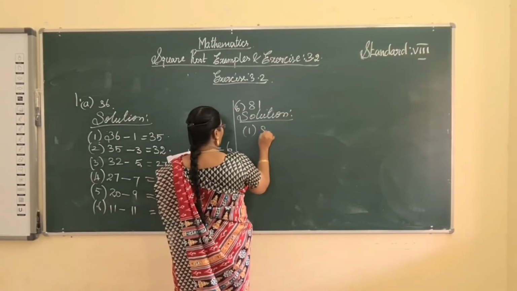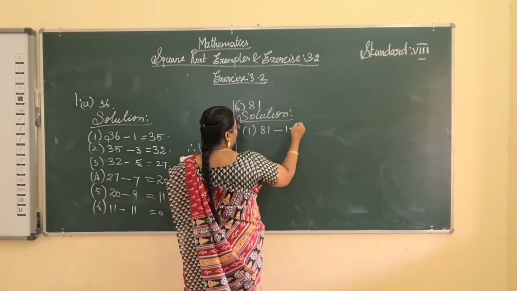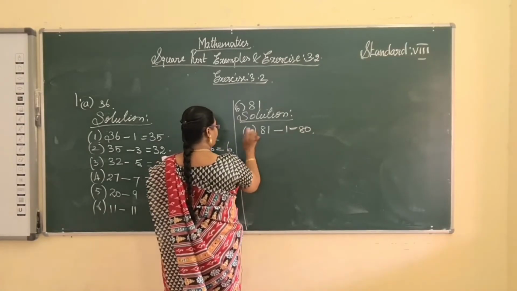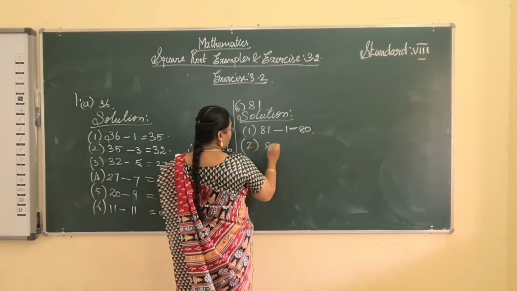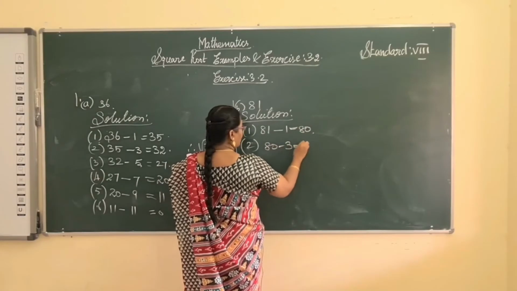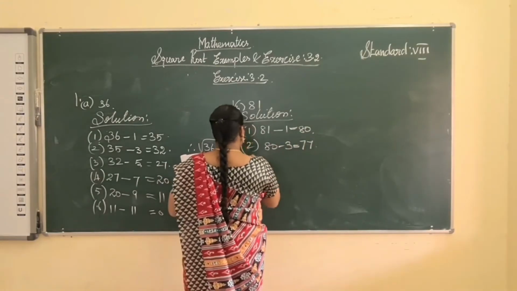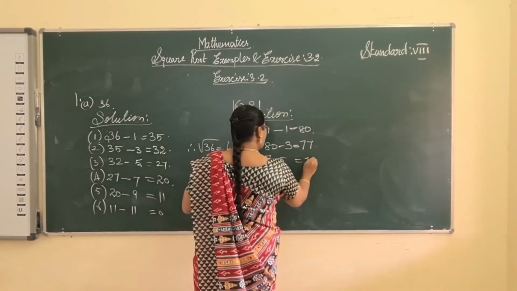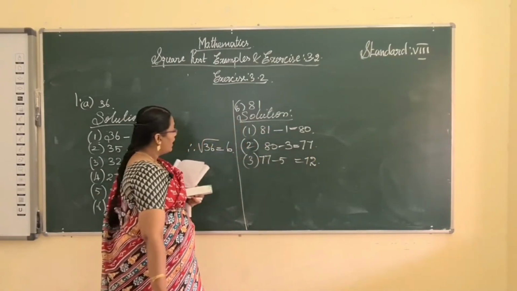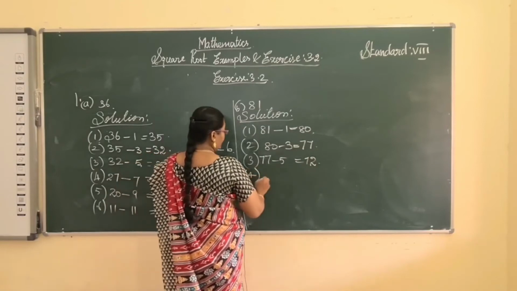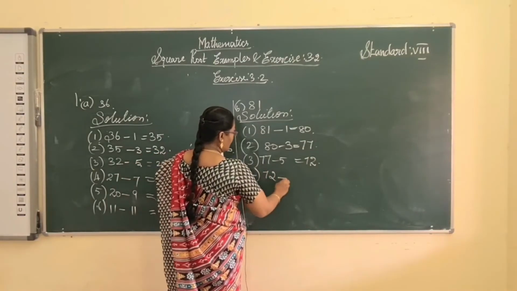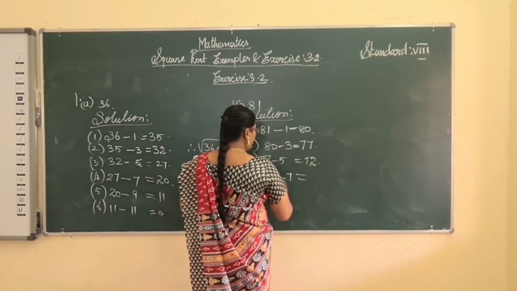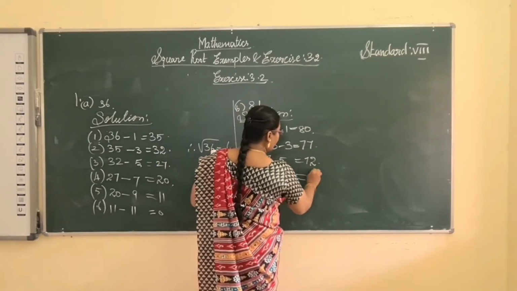The first one, 81 subtract 1, the first odd number. So 80. And the second one, 2. 80 minus 3, 77. And the third one, 77 minus 5, 72. Okay, and then the fourth one, 72 minus the next odd number, which is 7. So 72 minus 7, 65.